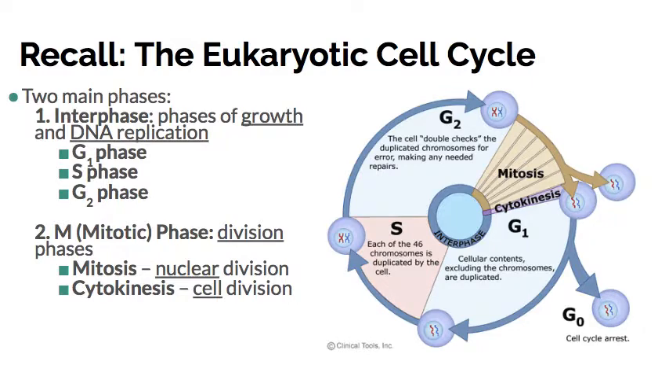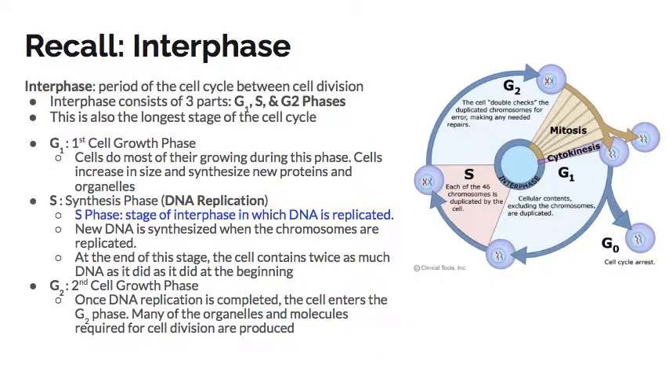Now, we talked about the cell cycle in lesson 3.6, but we're going to go ahead and review it. Remember, there were two main phases, interphase and the M phase. Interphase consisted of G1, S, and G2. The M phase consists of mitosis and cytokinesis. Our main focus today is on interphase. G1 and G2 are both growth phases, but the S phase is the stage where DNA is replicated, and that's a vocabulary term, so make sure to get that one down. New DNA is synthesized when the chromosomes are replicated, and at the end of this stage, the cell is going to contain twice as much DNA as it did in the beginning.